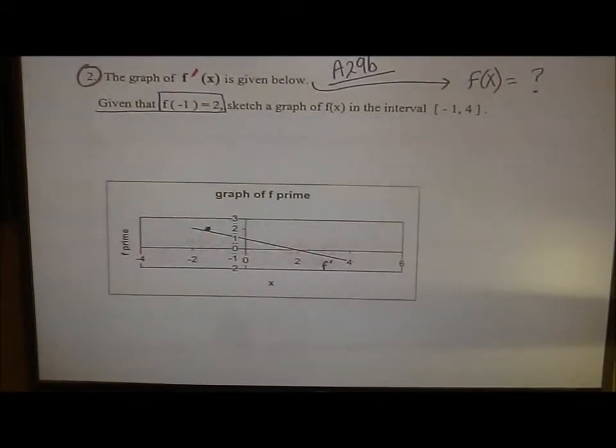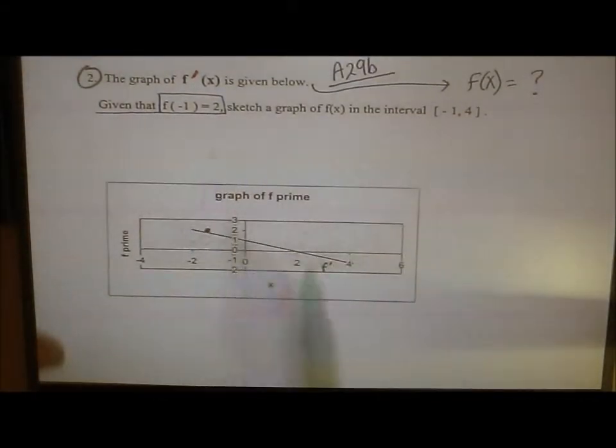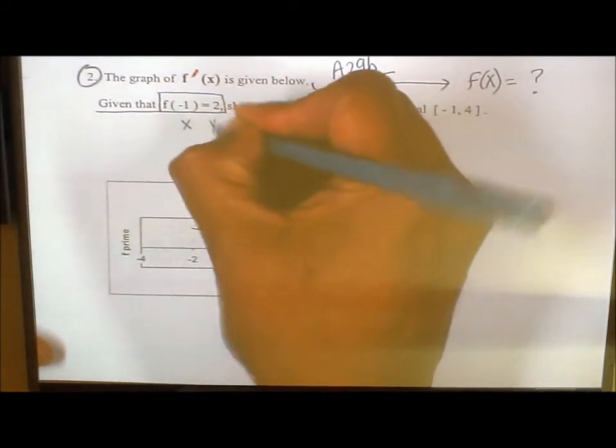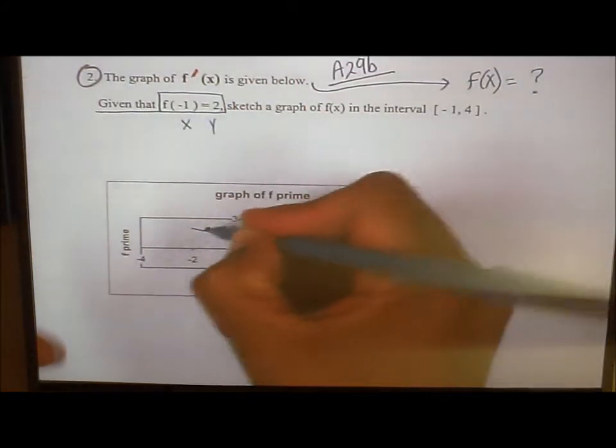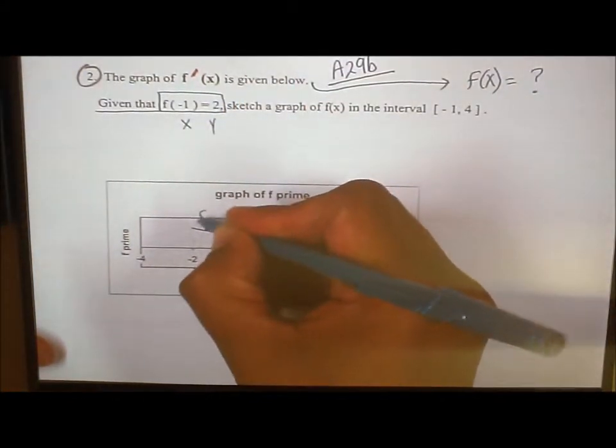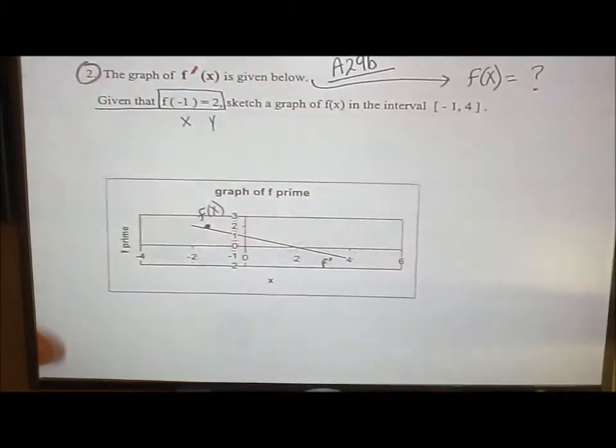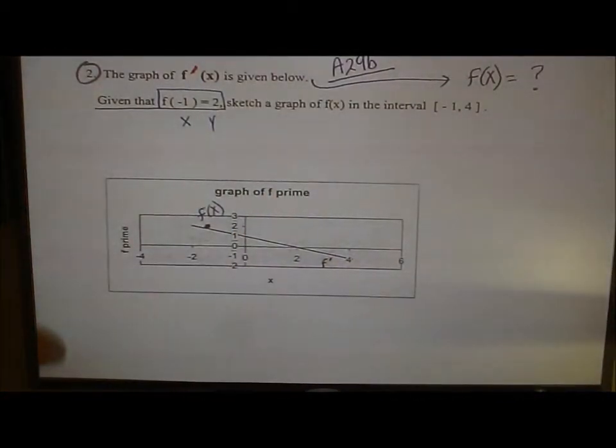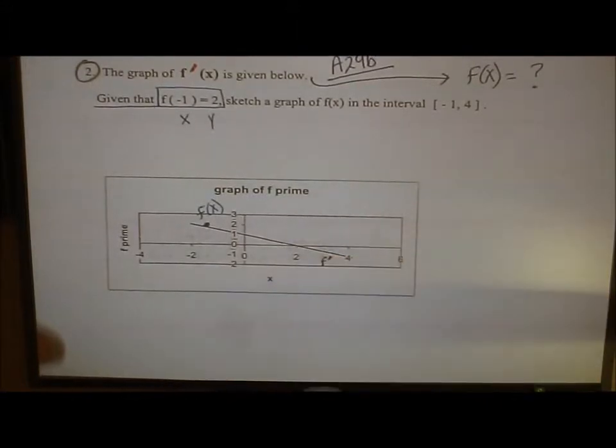All right, they're giving us a starting point on f. They're telling us that when x is -1, y is 2. So what I did is I just plotted that starting point on the original graph of f of x. The graph we have here in front of us, this black graph, is f prime.